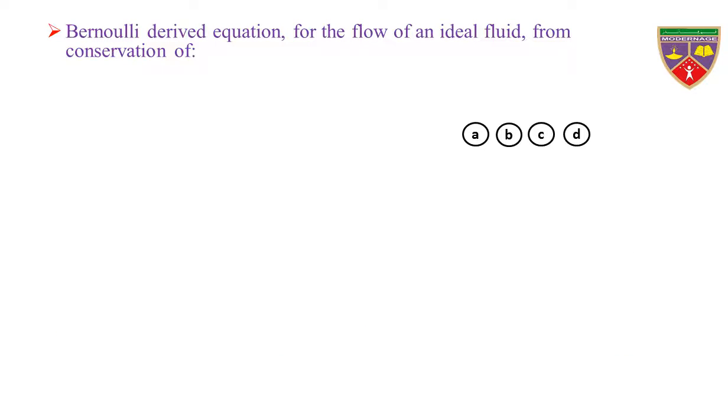Bernoulli derived equation for the flow of an ideal fluid from conservation of option A, mass, option B, volume, option C, pressure, option D, energy. The key is energy. Therefore, the correct option is D.